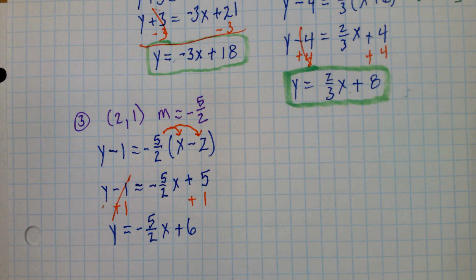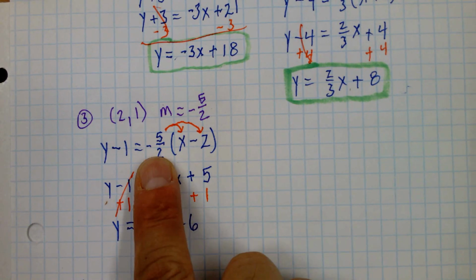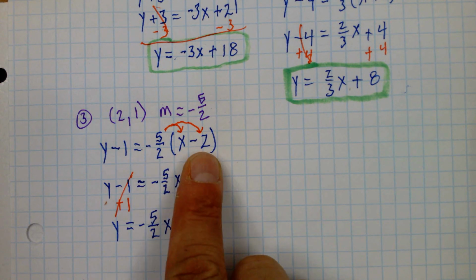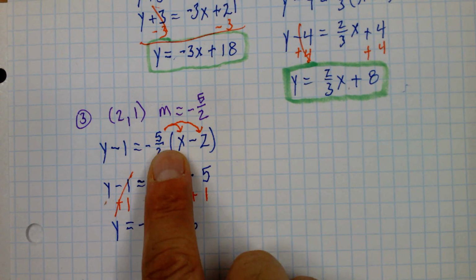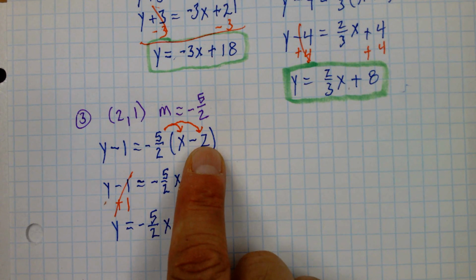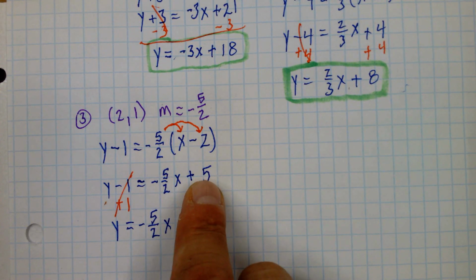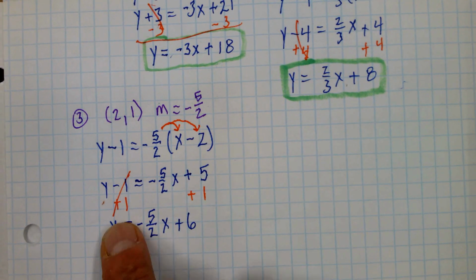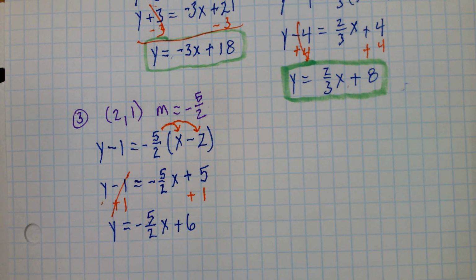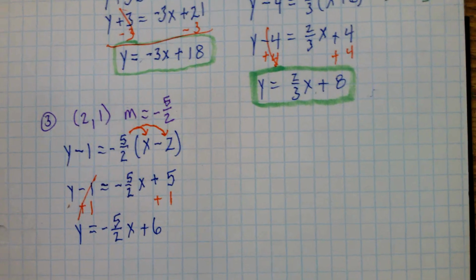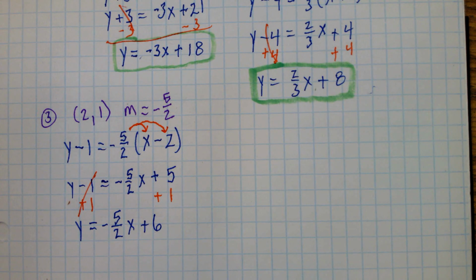Okay, so I got y equals -5/2 times x plus 6. Okay, so I distributed -5/2 to -2. Negative times negative is positive. 5/2 times 2 is 5. Okay, then I added 1 to both sides. That's how we got a 6. All right. Good job if you got that right.